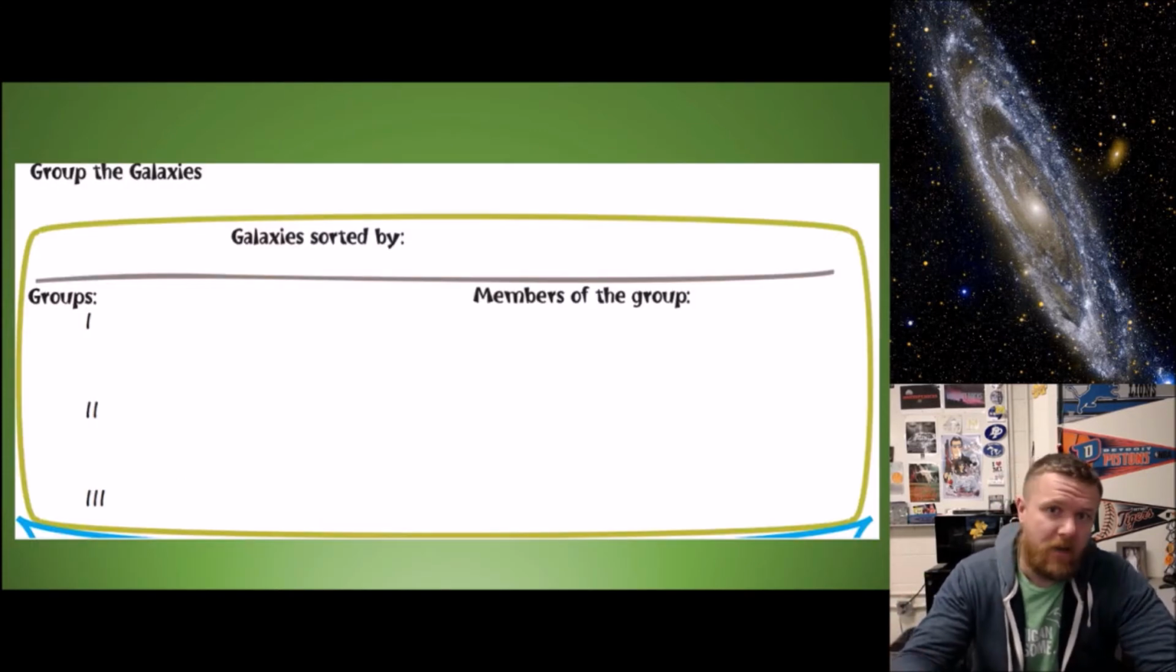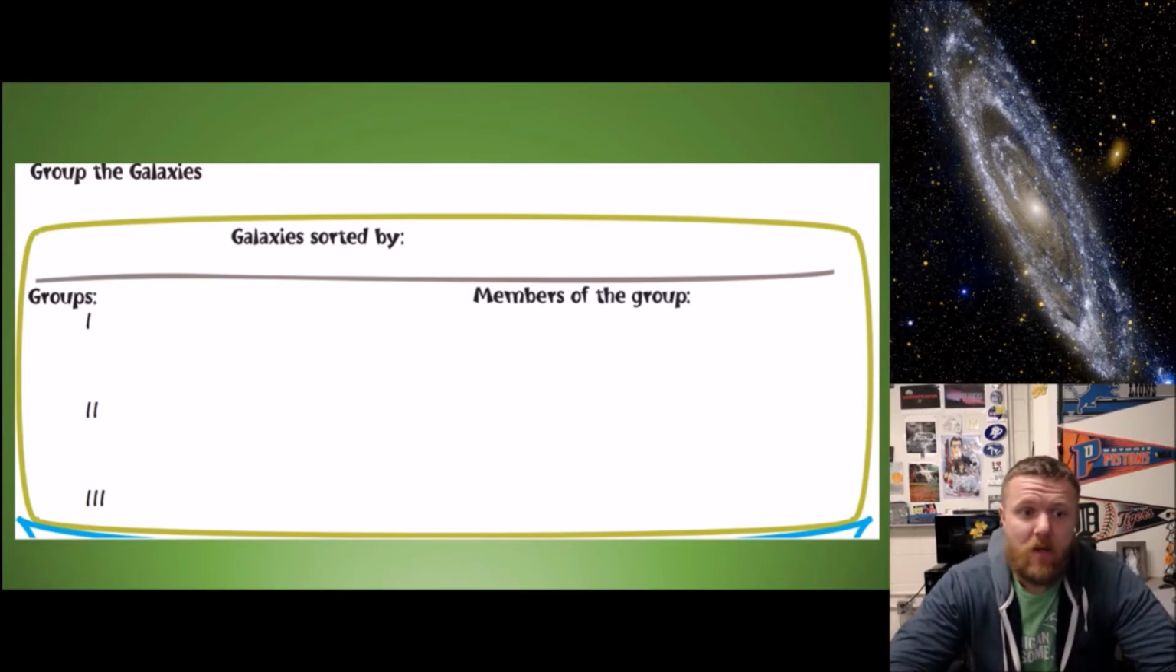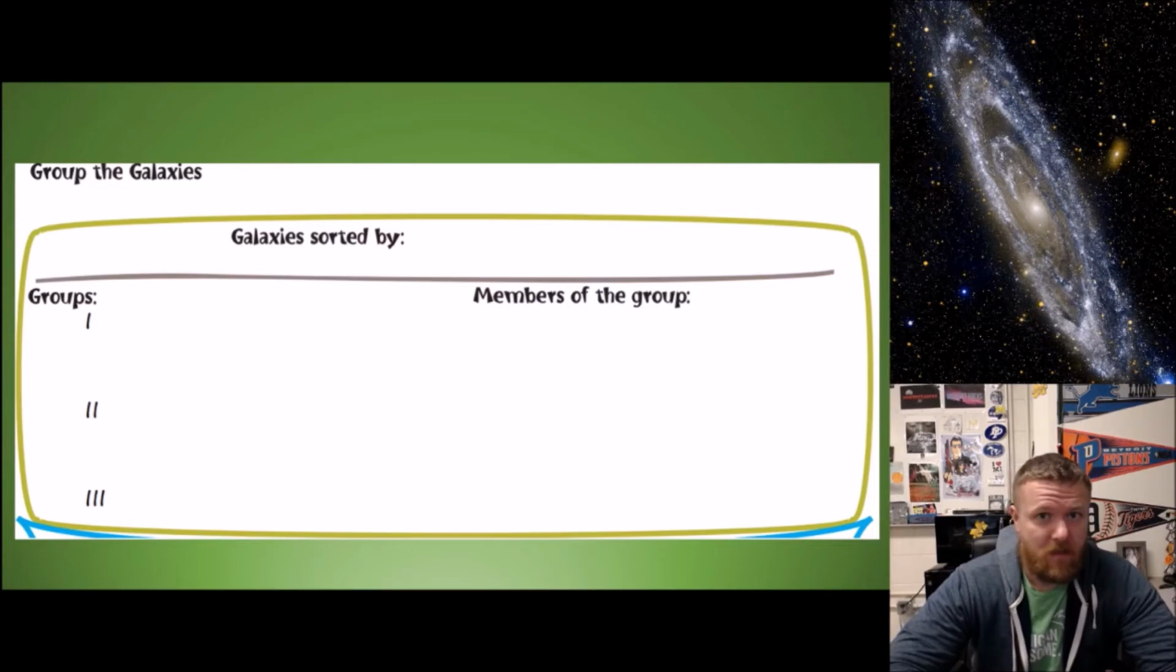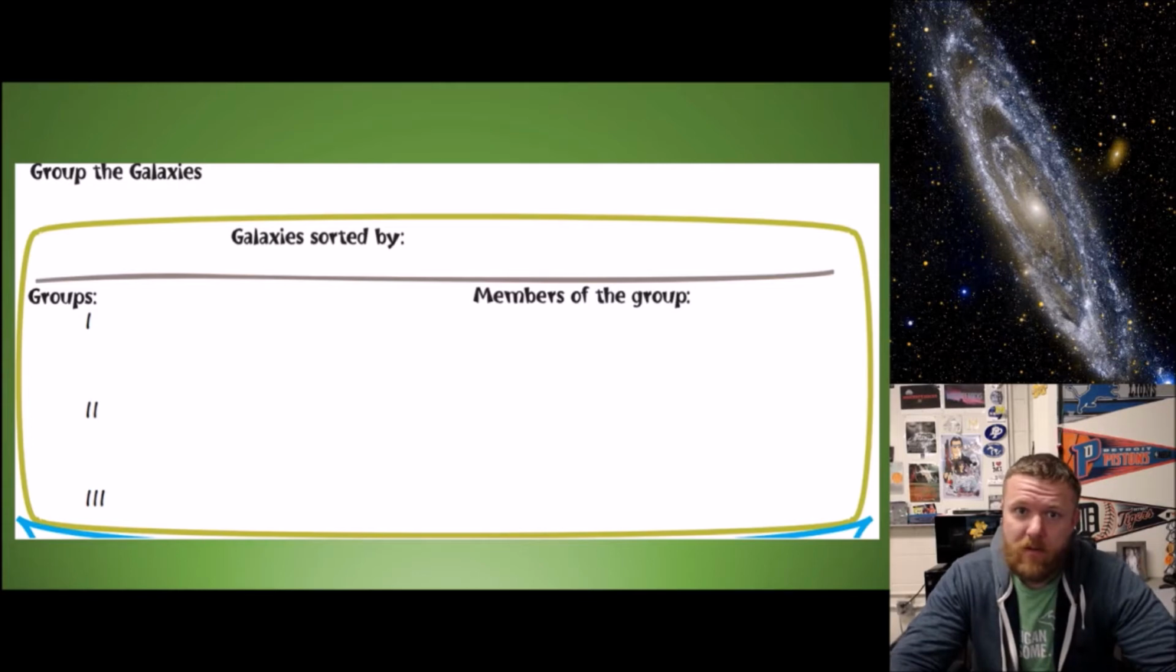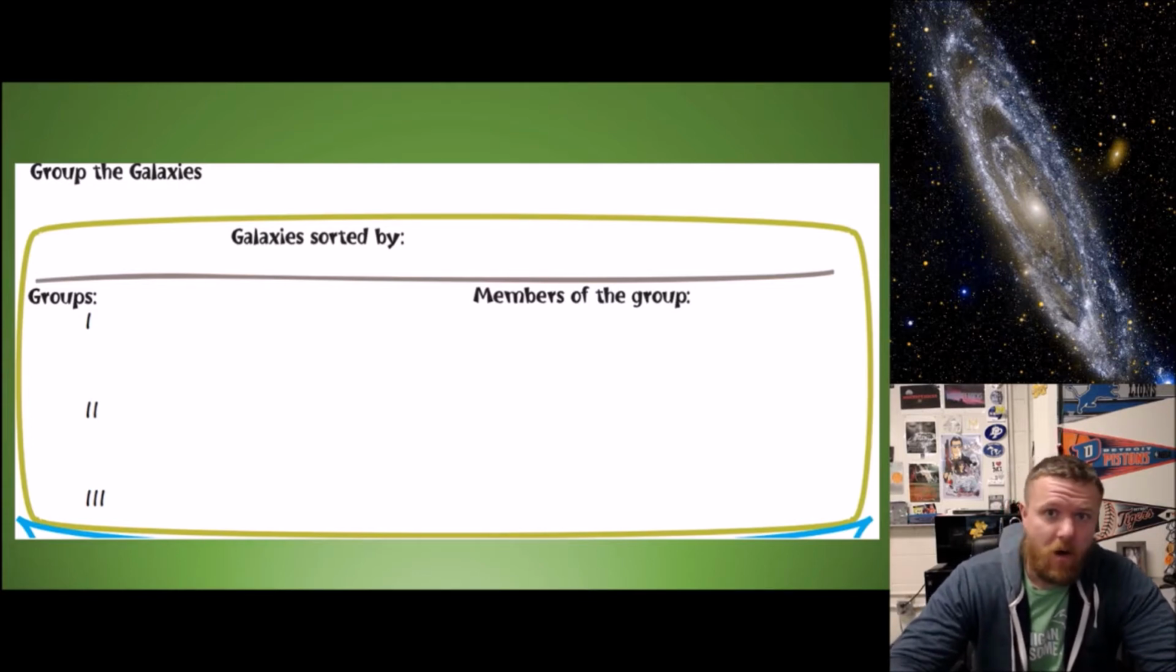In your science journal, I'd like you to make a little chart like this. So what are you using to sort galaxies? These photos don't give you enough information to use size, so I'm going to use size as an example. Maybe you could sort galaxies based on their size. And group 1 might be small, under 10,000 light years across. Group 2 might be medium, 10,000 to 100,000 light years across. And group 3 might be large, 100,000 to a million light years across.